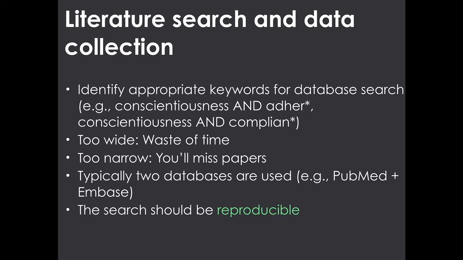Okay, now we've come to the stage for the literature search and data collection. First thing you need to do is to identify appropriate keywords for your database search. For example, you might use conscientiousness and adhere*. Now, we're just going to spend a few moments looking at this. Look at the asterisk after adhere.